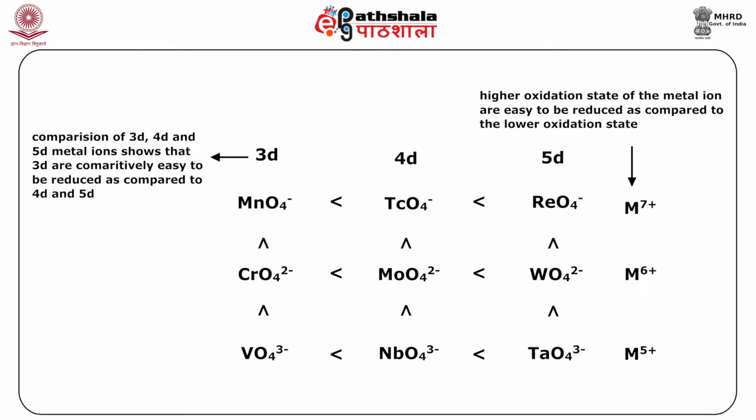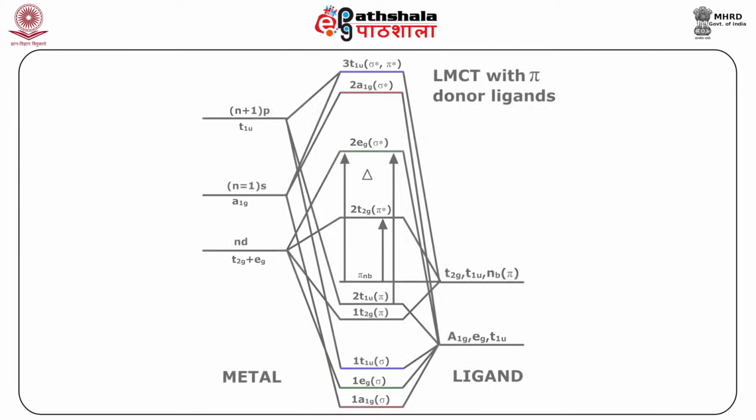Also, the higher the oxidation state of the metal ion, the greater the tendency of the metal ion to get reduced, and hence the larger the intensity of absorption of the respective charge transfer band. Consider a complex with a pi donor ligand. The origin of the LMCT transitions is shown in the figure. In this case, the excitation of electrons from the low-lying pi orbitals of the ligands to the t2g or eg orbital of the metal takes place, giving rise to the charge transfer bands.